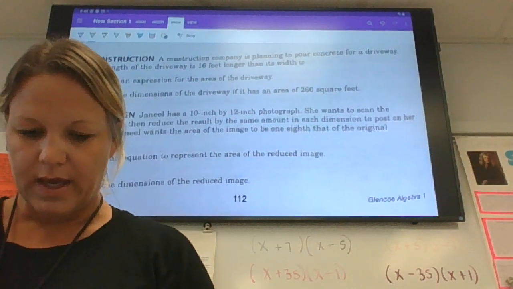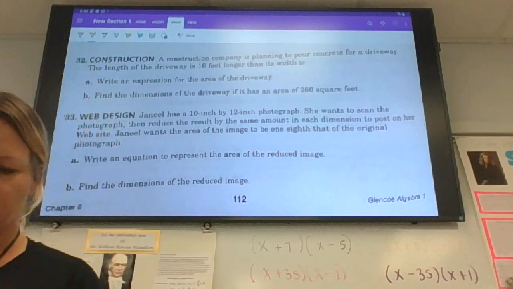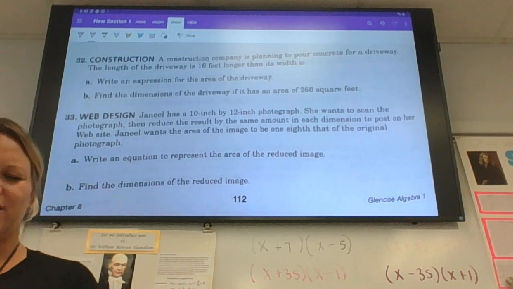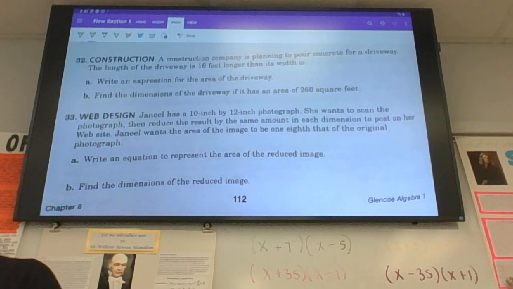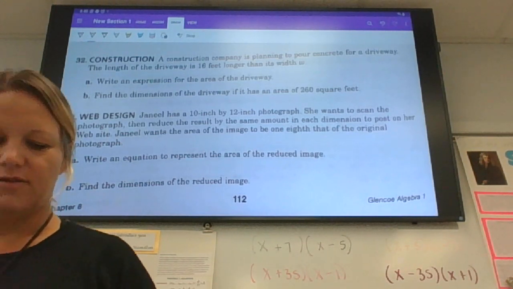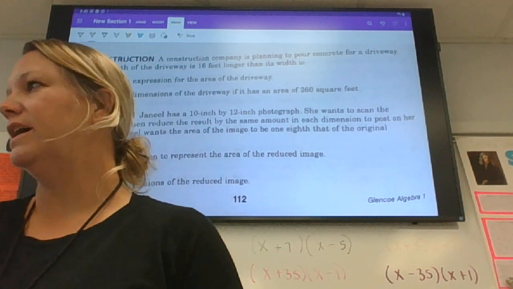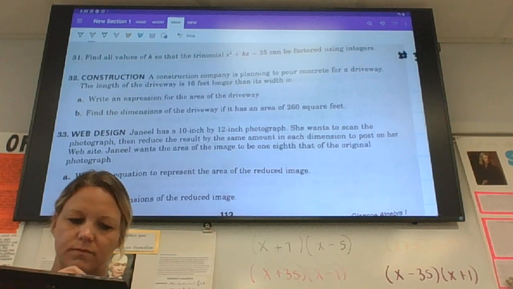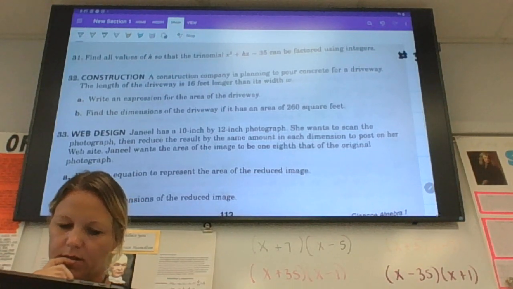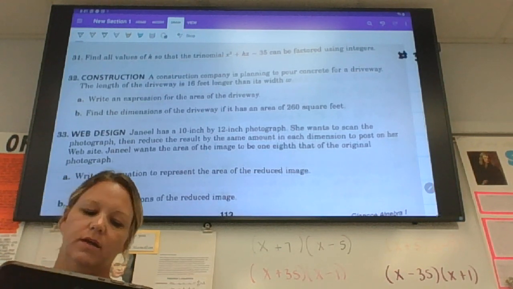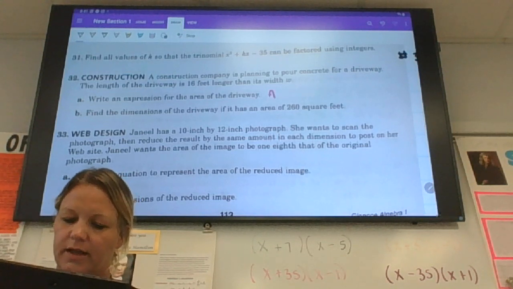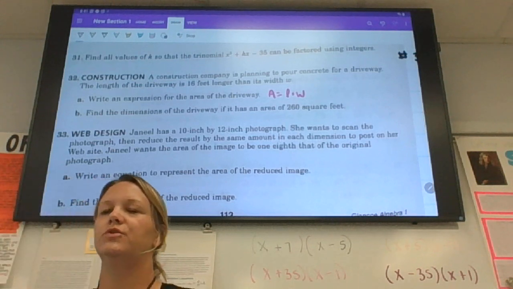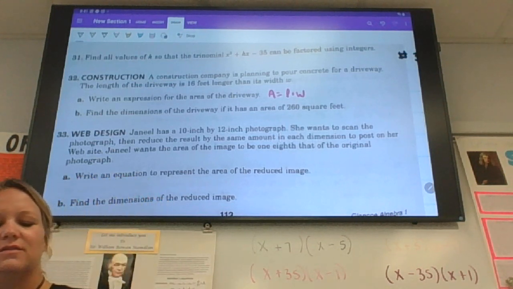A construction company is planning to pour concrete for a driveway. The length of the driveway is 16 feet longer than the width. Write an expression for the area. Oh, we're still at 32. Alright, well, we need to do area, and area is length times width. Done. Dominic, what does it say about the length?